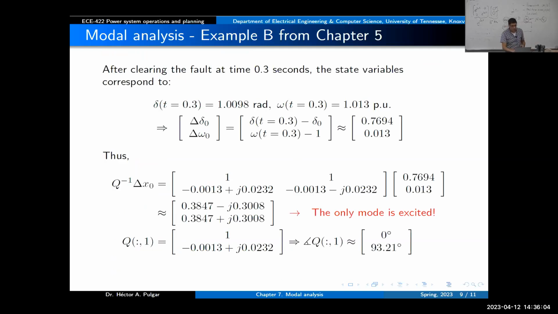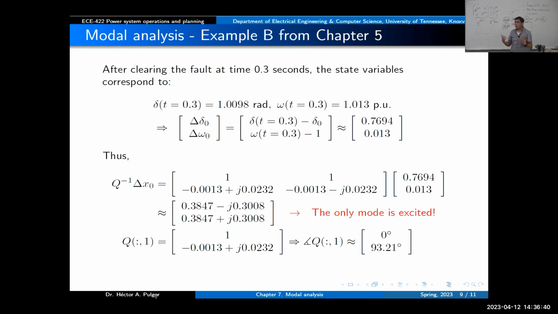What about the excitation? At that time when we cleared the fault, those are the variables that we obtained for delta and omega. We calculate delta angle and delta speed with respect to the equilibrium point. We put them here and we got this number. What do we see? In this case, it's trivial because you have one mode. The numbers that you can see here are complex conjugates, right? The only mode in the system has been excited.